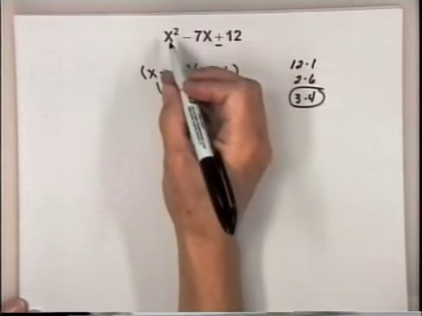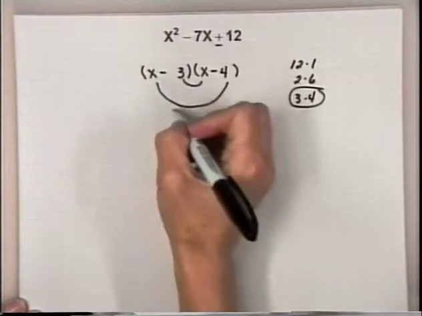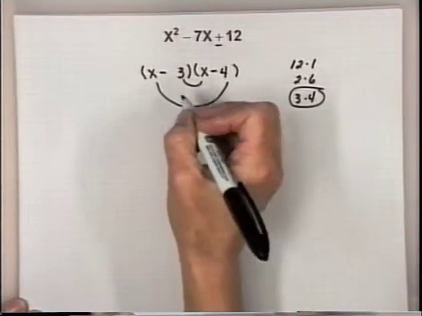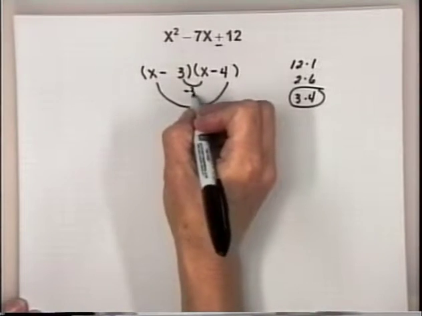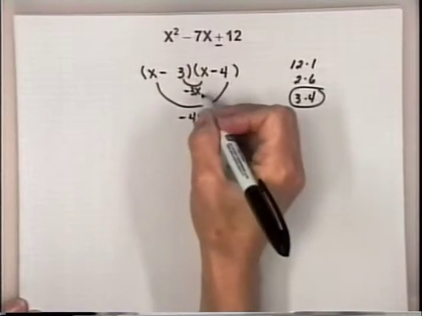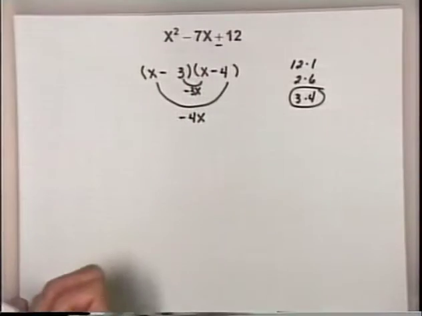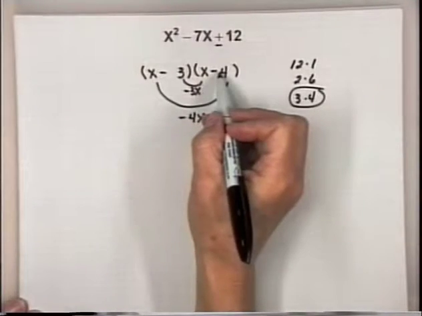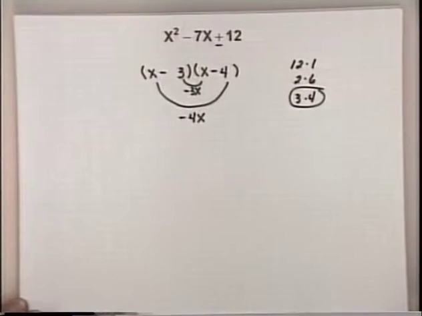X times x is x squared. Our outside product is negative 4x. The inside product is negative 3x. That adds up to our middle term of negative 7x. And negative 3 times negative 4 does give us that positive 12. So we do have the correct factors here.